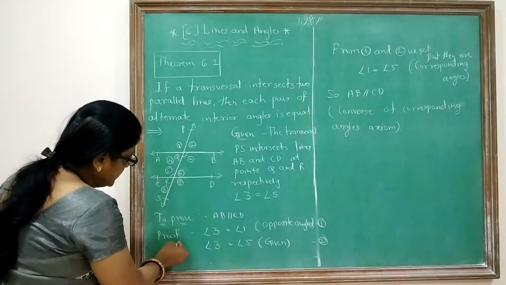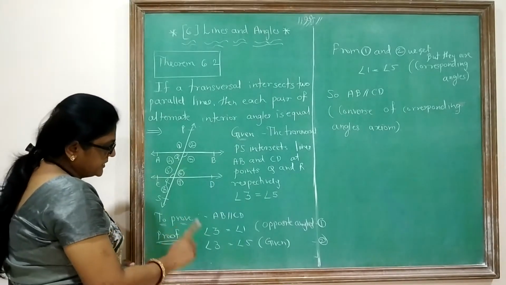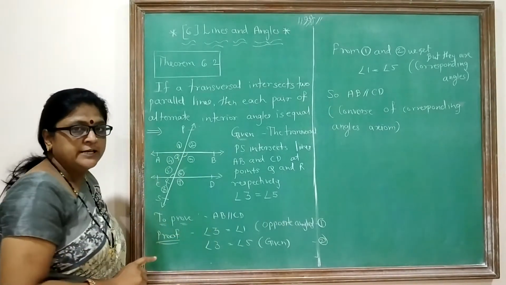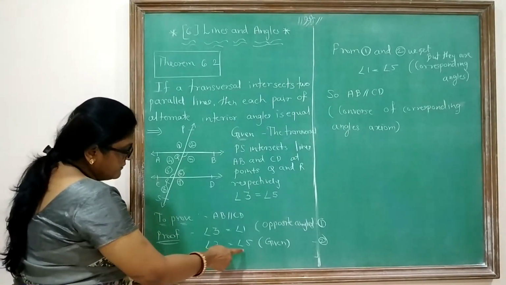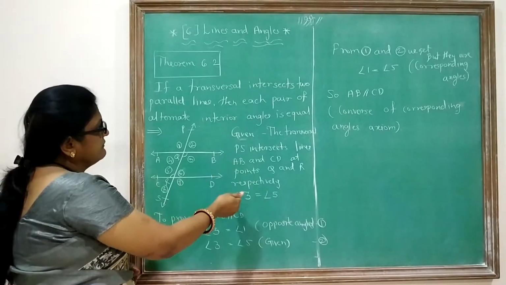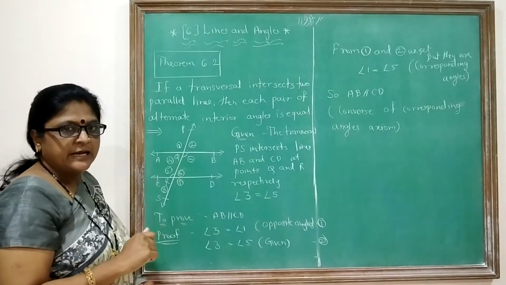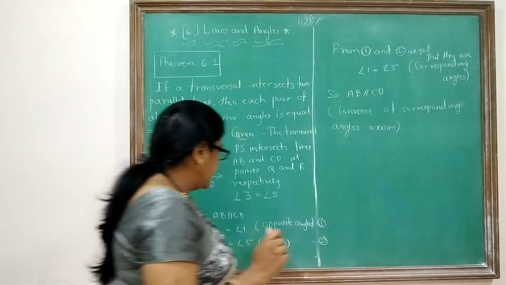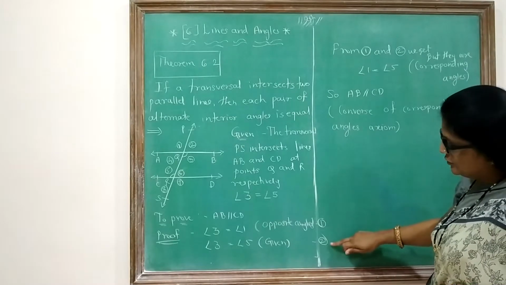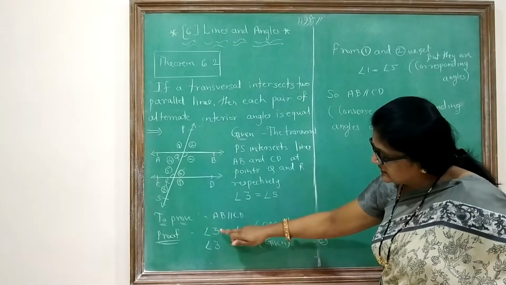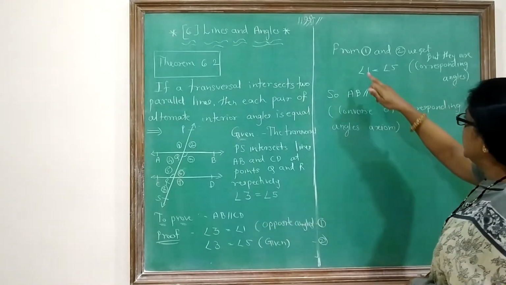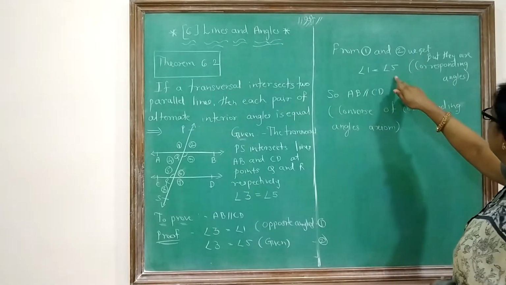Then first we will write the proof. In the proof, the first condition is angle 3 equal to angle 1, because they are opposite angles. And angle 3 equal to angle 5 is the given condition, that alternate interior angles are equal. Comparing equations 1 and 2, the angle 3 is the same, and so angle 1 and angle 5 are also the same. Then you will write, from 1 and 2 we get angle 1 equal to angle 5.